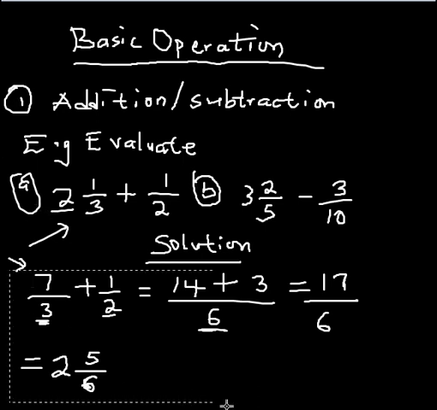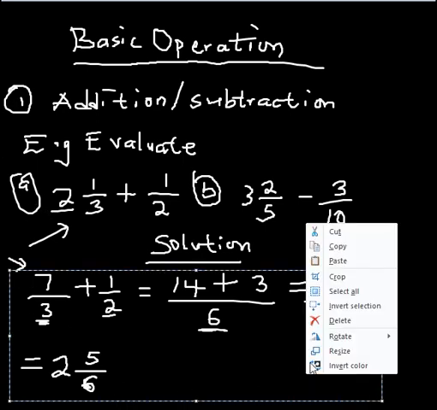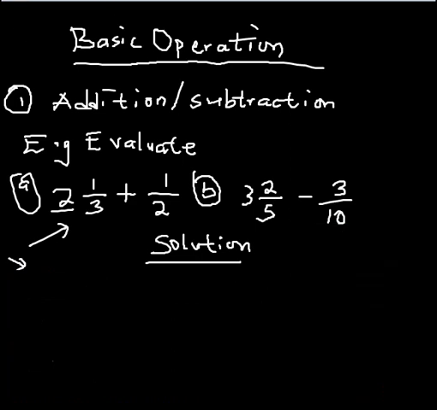Okay, so the next question I will work on. Here I have to convert this first. 5 times 3 is 15, 15 plus 2 gives me 17. 17 all over 5. Then minus 3 all over 10.